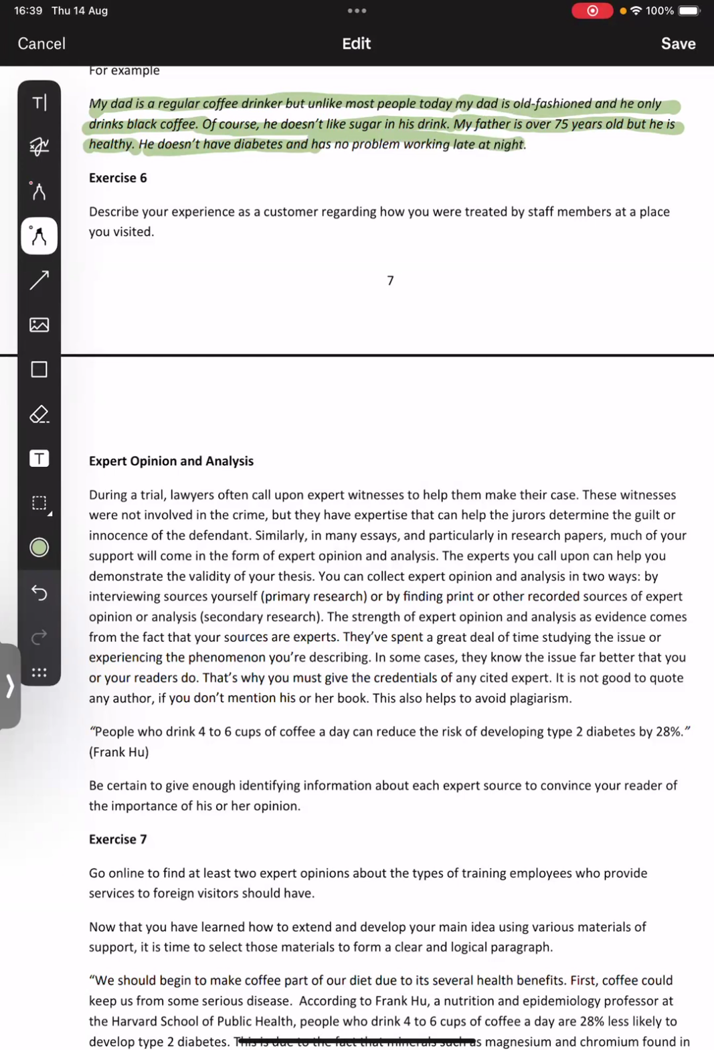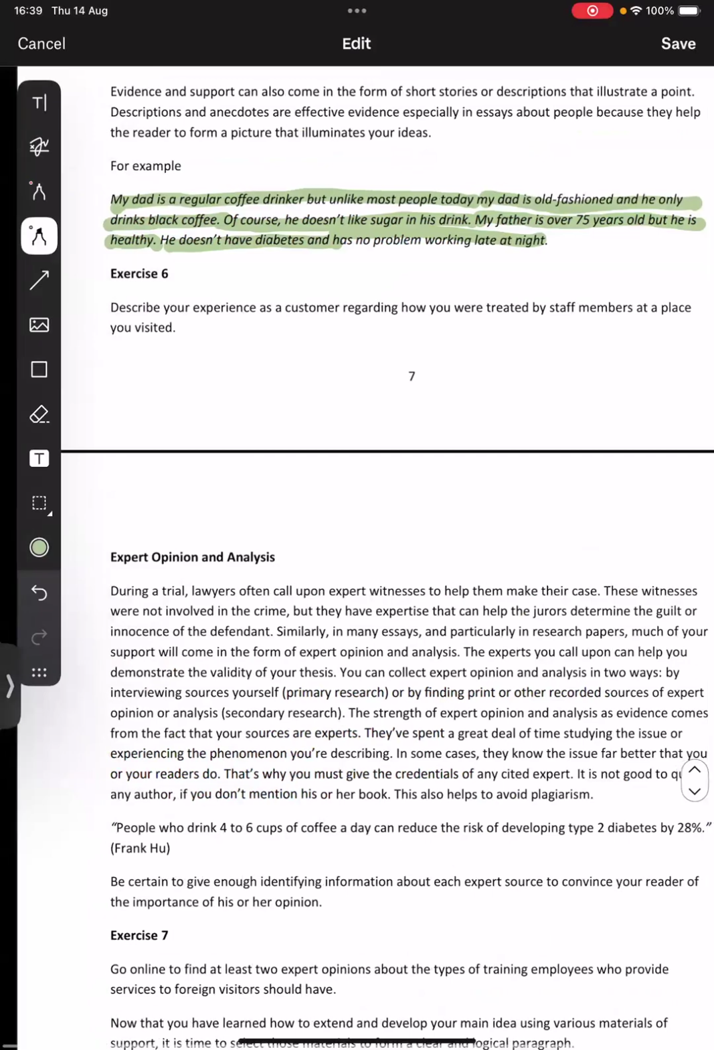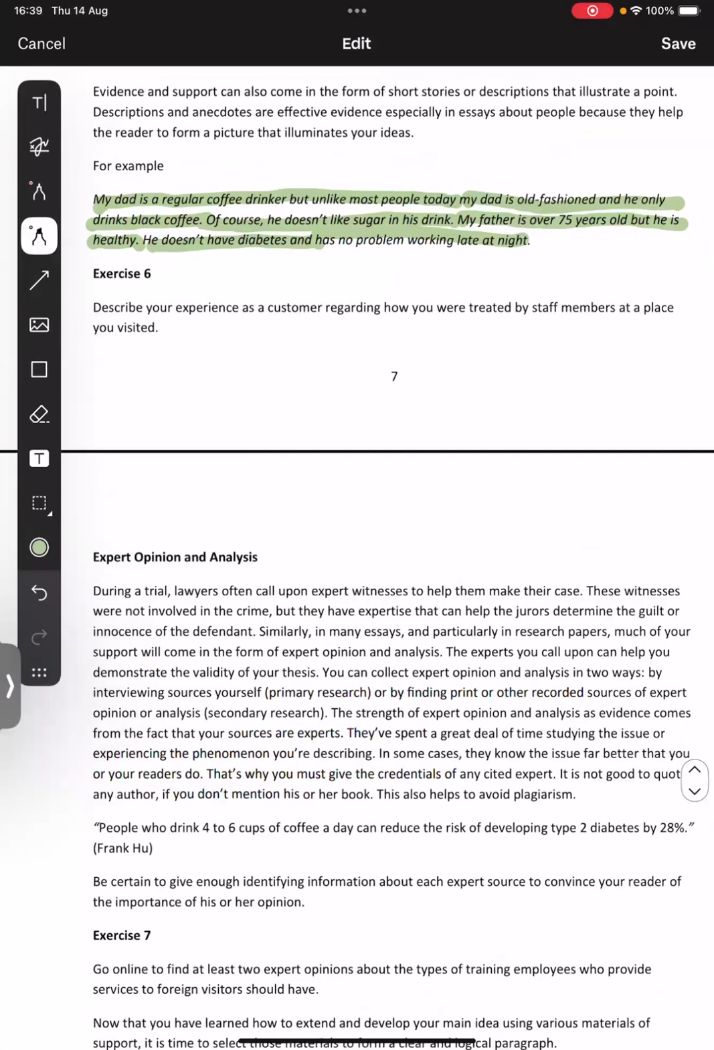So for those people who don't quite drink coffee, who don't understand coffee, this paragraph will help them to relate, before we show them things like drinking 4 or 6 cups a day will help to prevent type 2 diabetes, something like that. So this information is a little bit more friendly.